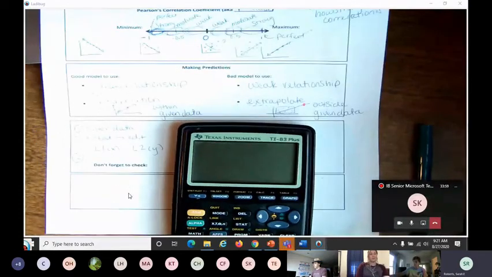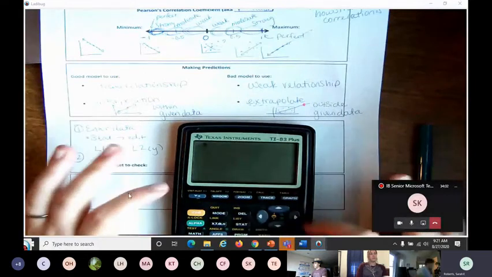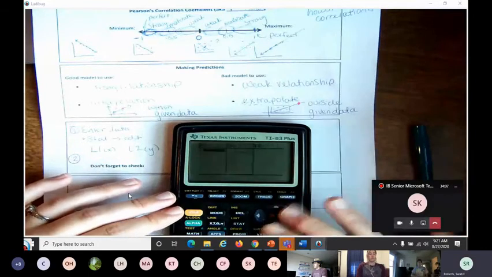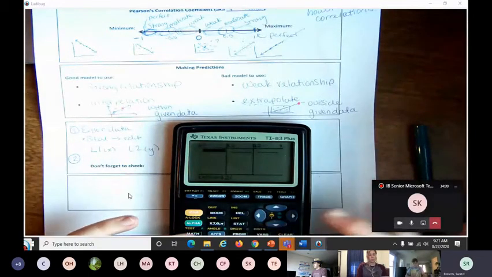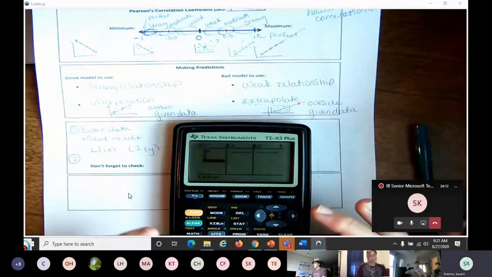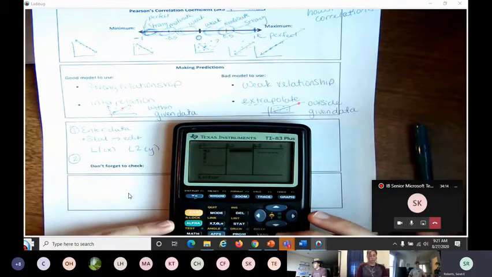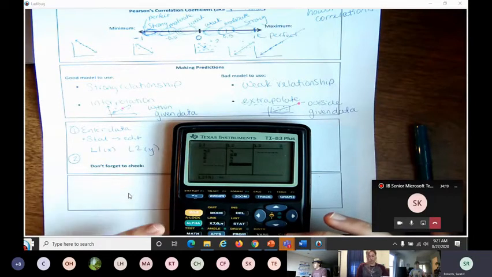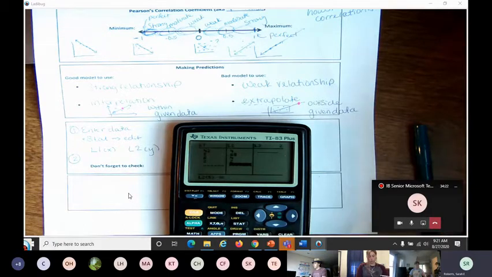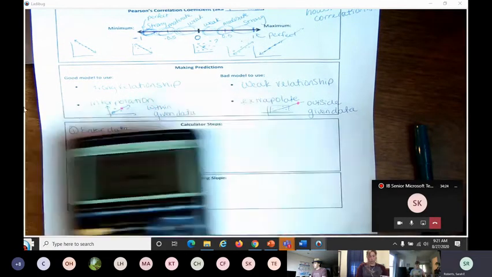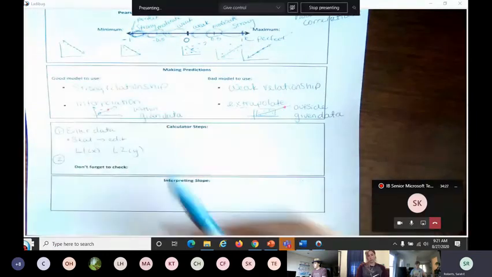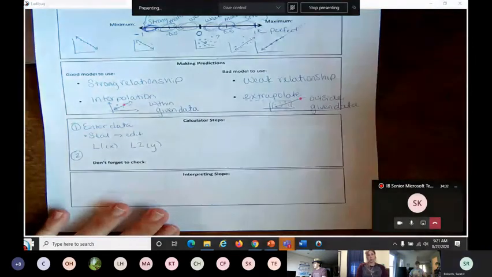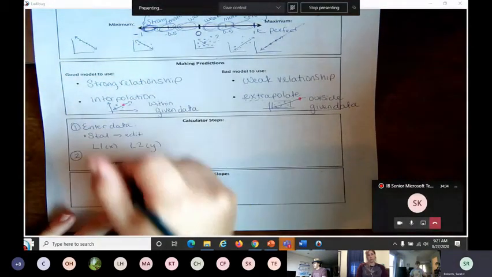So what you're going to do, turn it on, go to Stat, and it pops up with Edit, click enter. You're going to enter your X values into L1. Ideally, they'd probably be in order, but they don't have to be. And then your Y values into L2. And then once you have your data set in there, you're going to run a regression on that data. So run a regression is step 2.